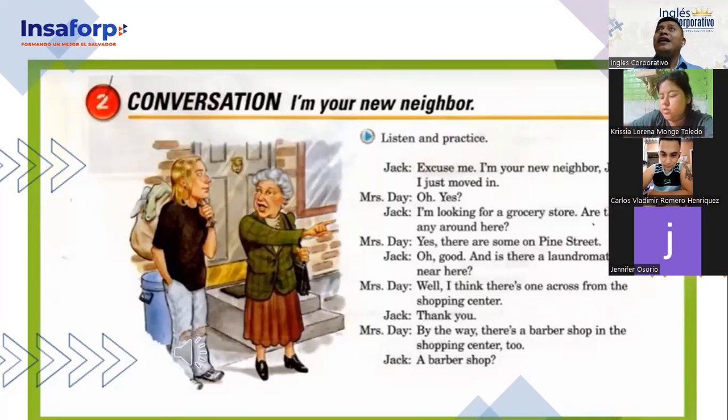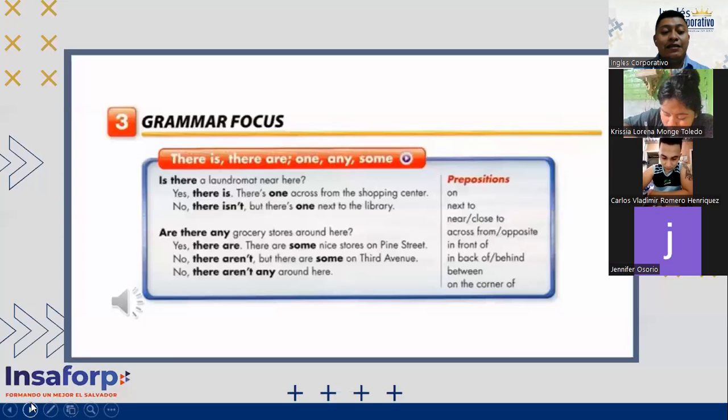Excellent job, Cristian, Carlos. So the words there is and there are. What is the meaning of those phrases? There is, there are. Any idea? There is and there are. There is, I para singular. And there are, I para plural. Okay, perfect. So let's have a review of these two phrases, there is and there are. And also we are going to see these one, any, and some.